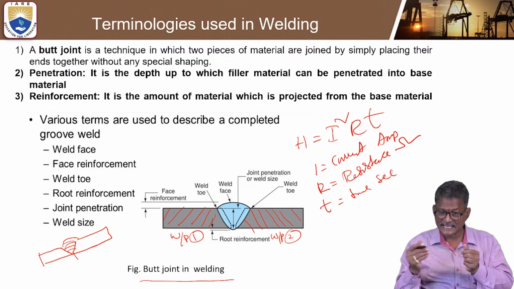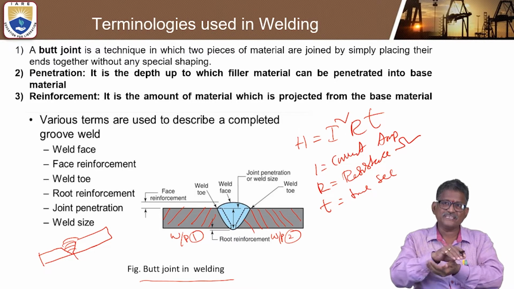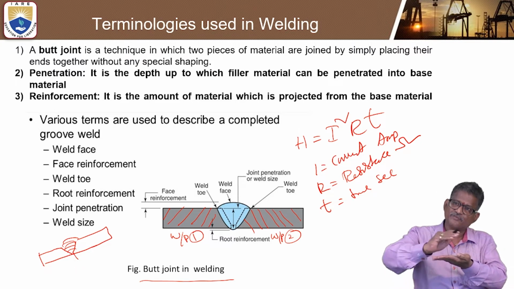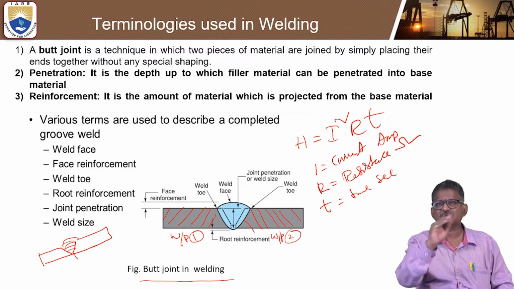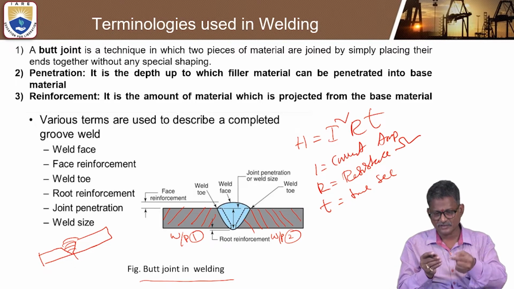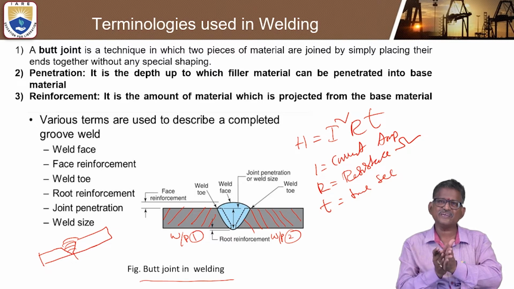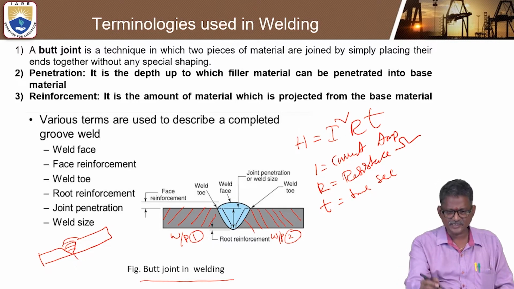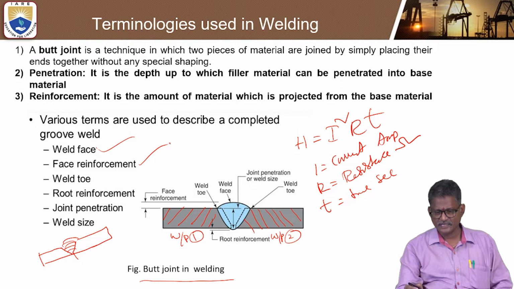And what about the reinforcement? The reinforcement is the term for the amount of material which is projected from the base metal. How much extra material is projected from the base material is called the reinforcement. The combination of that base metal and the filler rod, both come together to form a strong joint. Okay, so these are other important terms like weld face and face reinforcement, the weld toe.